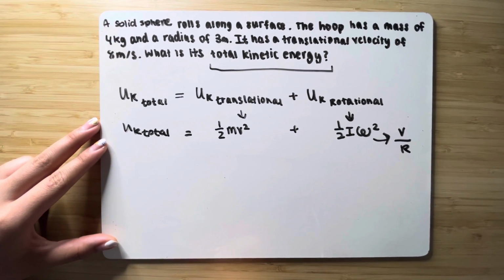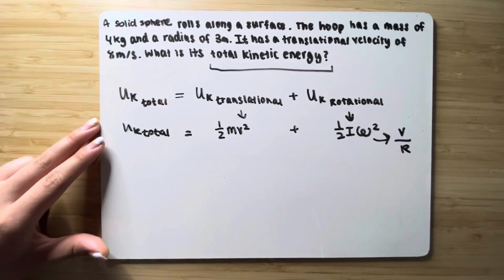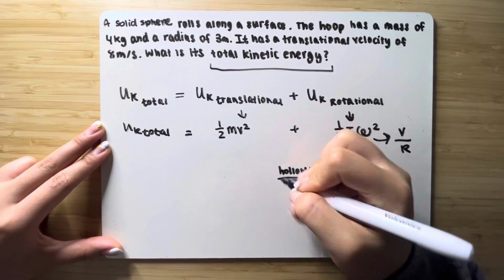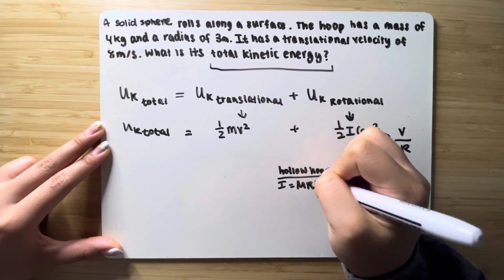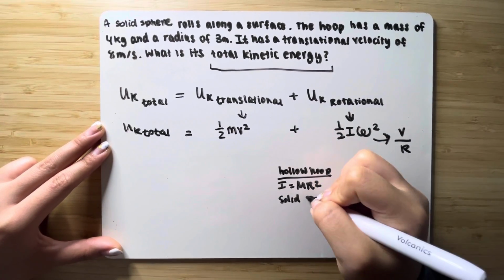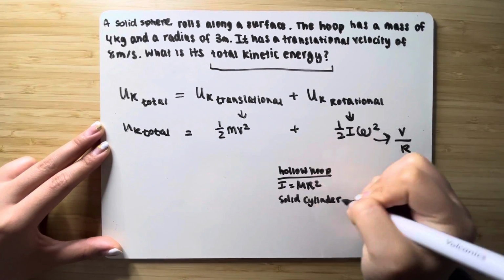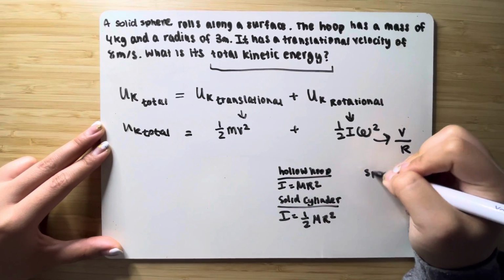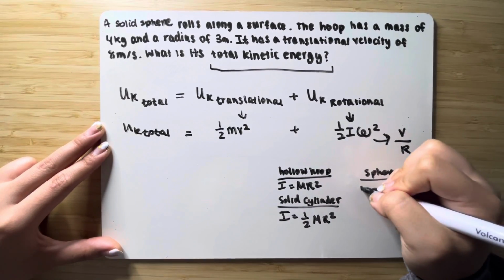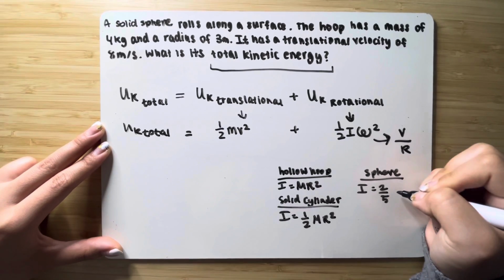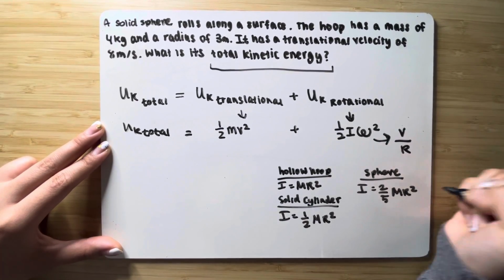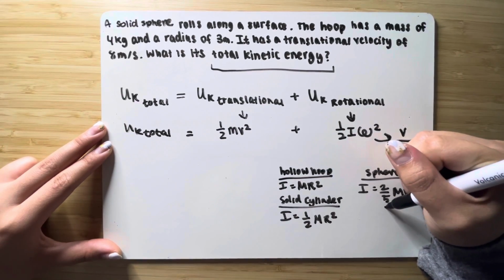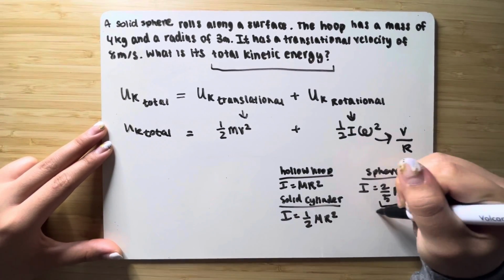Now, realize that we're working with a solid sphere. So remember how a hollow hoop inertia is mr squared, and how solid cylinder inertia is I equals 1/2 mr squared. The sphere is, yes, you got it, 2/5 mr squared. We're going to plug this value into here.